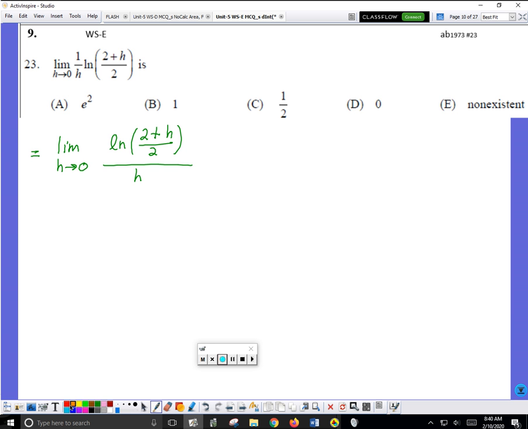If I plug in a 0 here, I get the natural log of 1. The natural log of 1 is 0. The bottom is also 0. You don't need me to talk about it. Cool. So now I apply L'Hopital's rule.